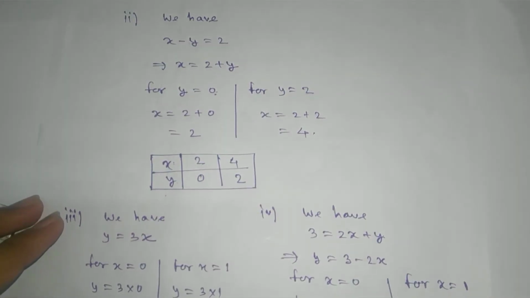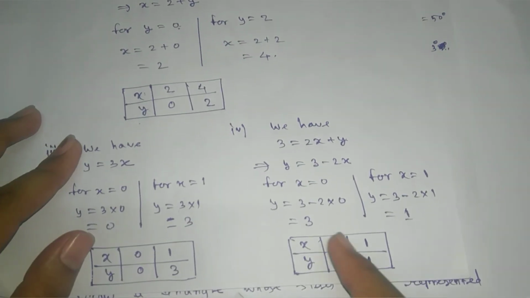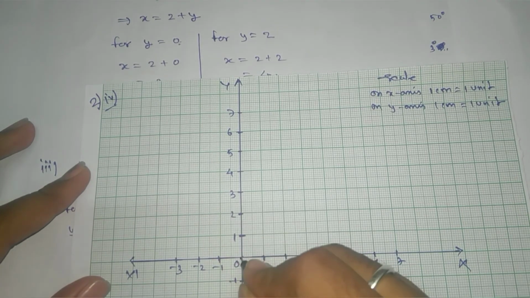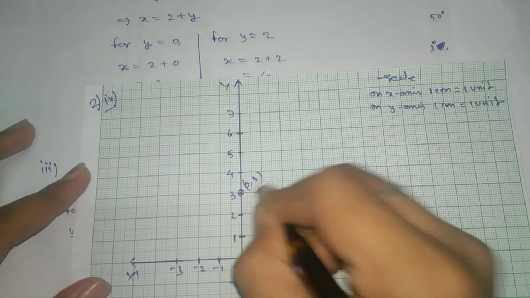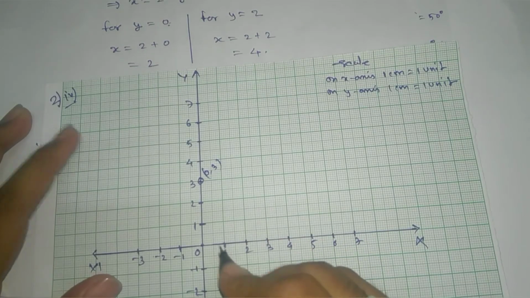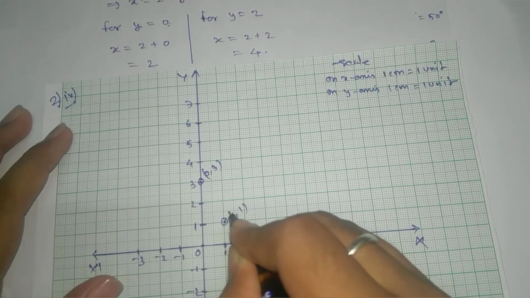Next, the fourth one, you can see here, the scale I have taken. So 0, 3 and 1, 1. This is your x is 0, y is 3. So 0, 3. And then 1, 1, that means x is 1, y is 1. So here you have 1, 1.